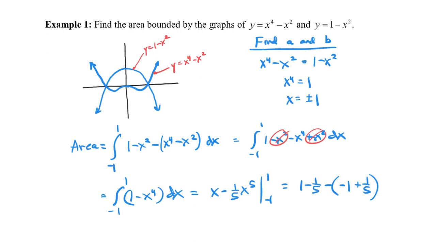Since I don't have a calculator with me, I'm just going to go through it. 1 minus 1/5 is 4/5, minus, and over here I've got -1 plus 1/5.